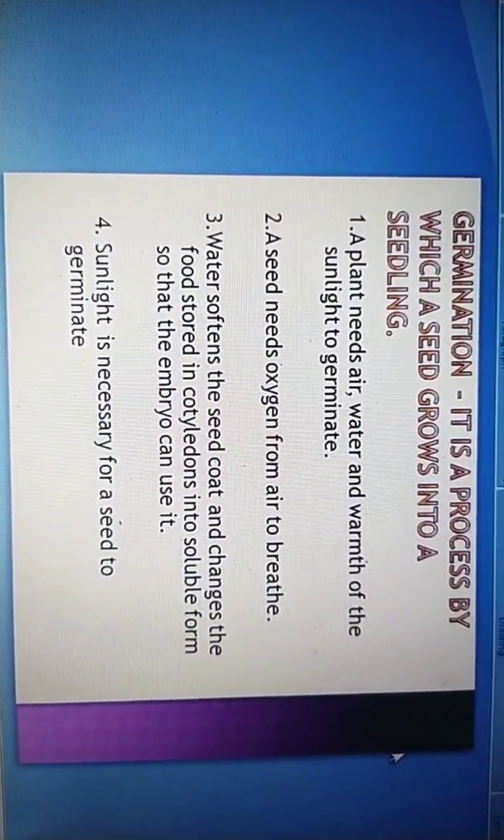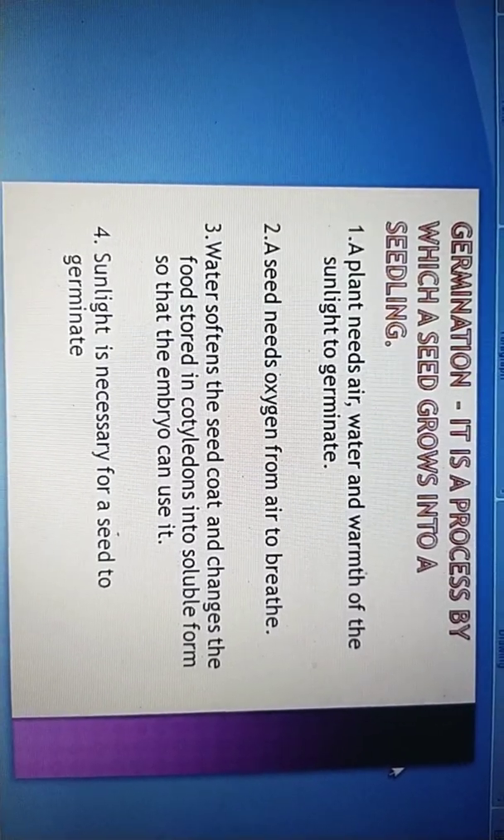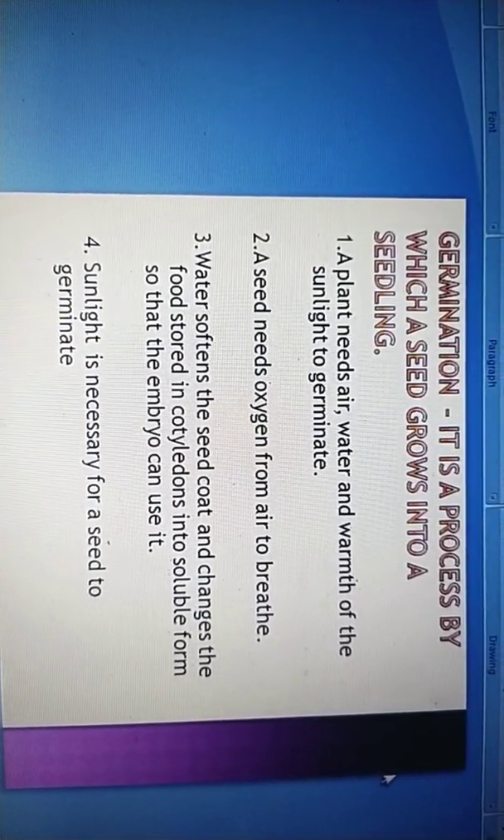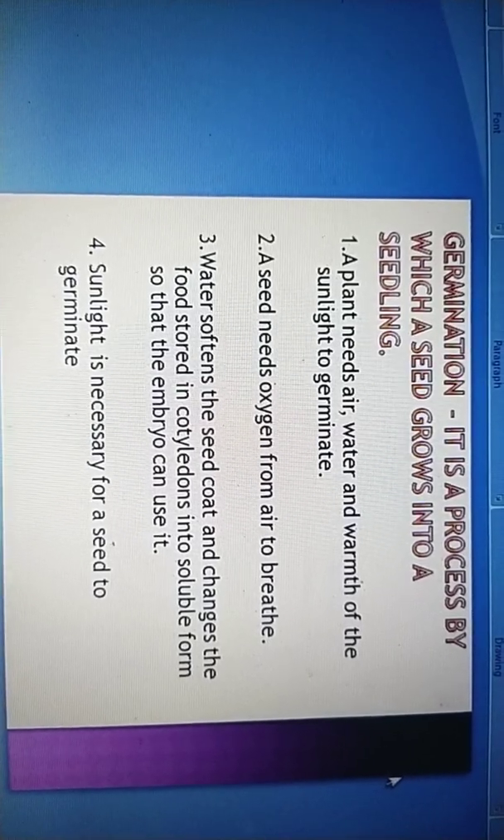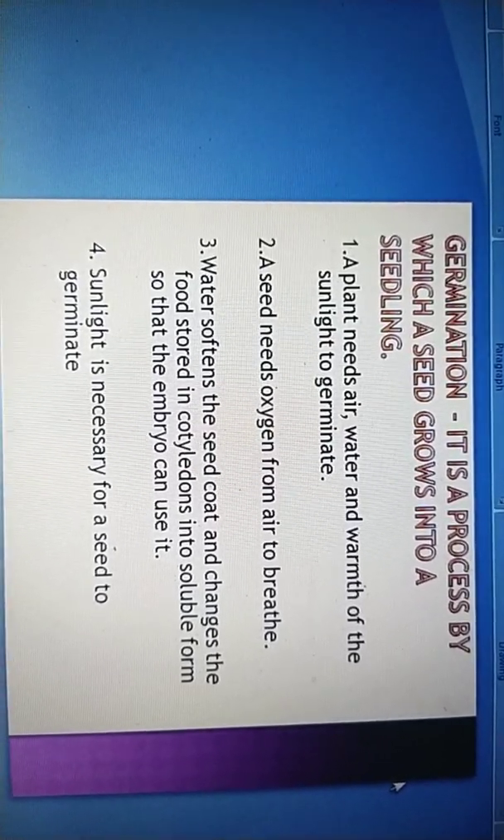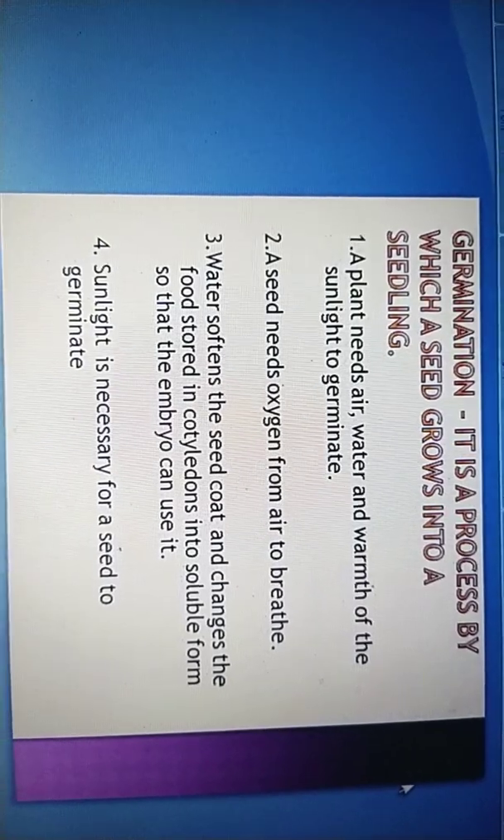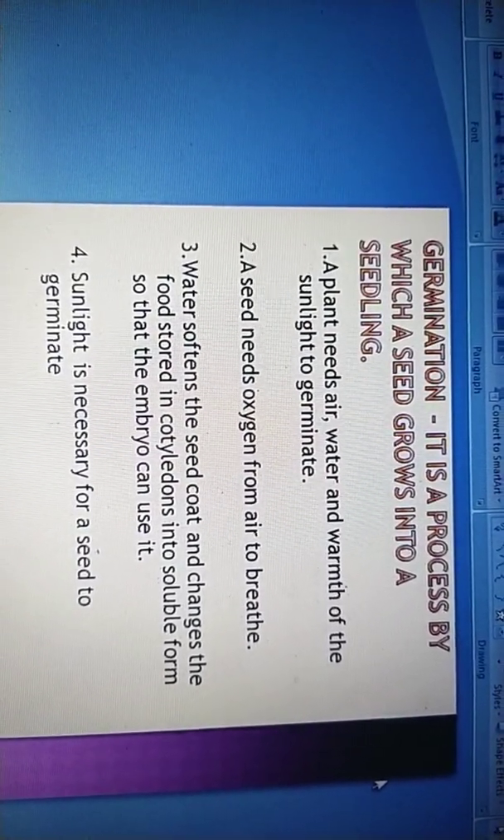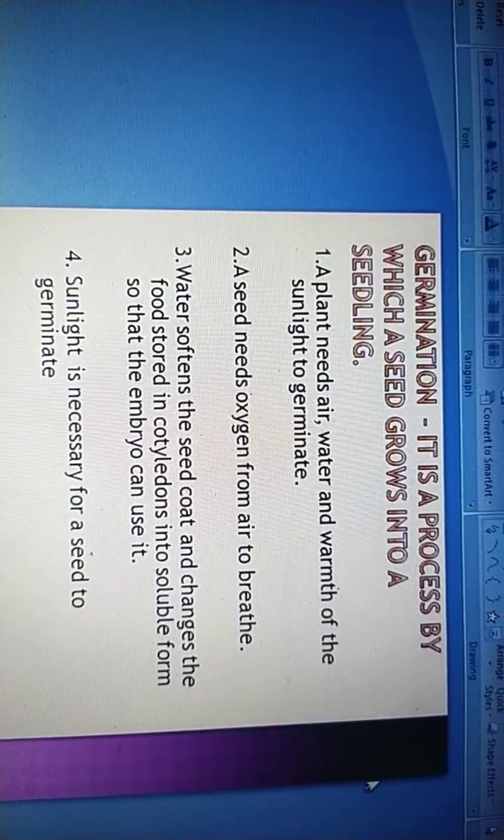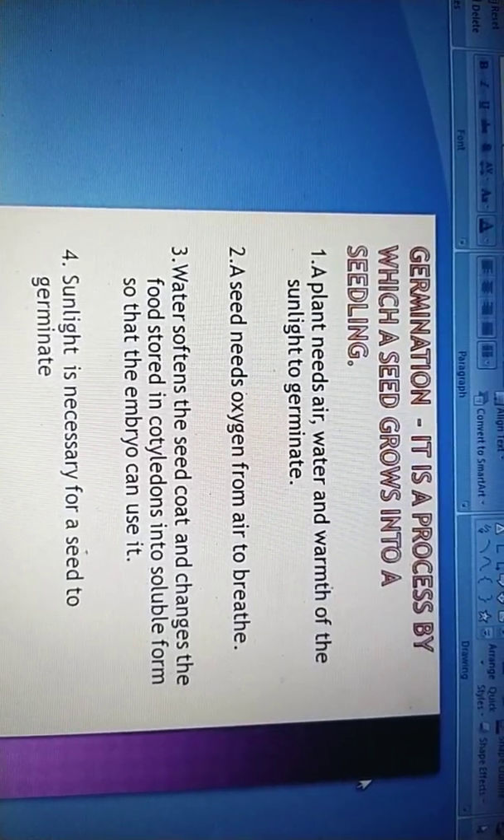Now let us learn about germination. So what is germination? Germination is a process by which a seed grows into a seedling. Now what is a seedling? Everyone knows what a seed is. Now the question is, what is a seedling? Yes, a seedling is a tiny new plant that grows.